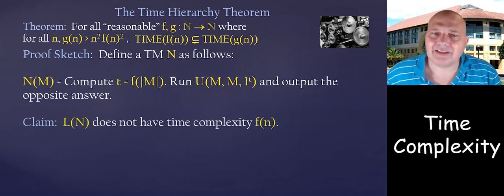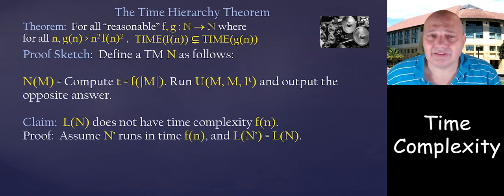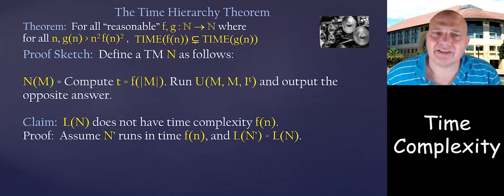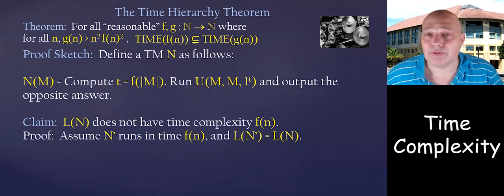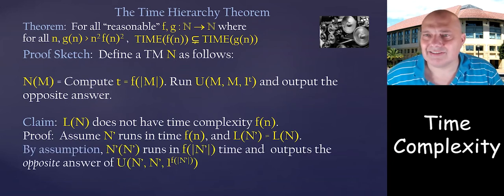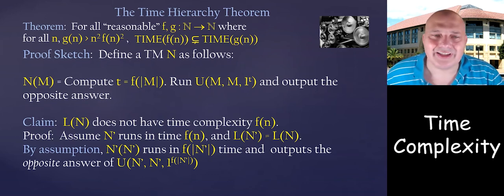The claim is that L of n does not have time complexity f of n, and the proof is by contradiction. Let's assume that n prime runs in time f of n and actually computes the same language. So assume that there is some n prime that computes the same language as n, but in time f of n. Then this will be the row in this matrix that will actually create a contradiction.